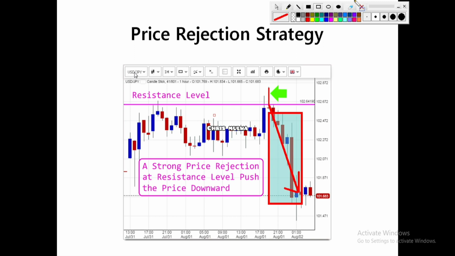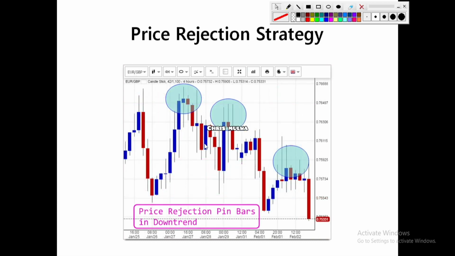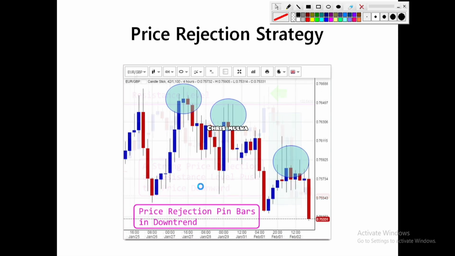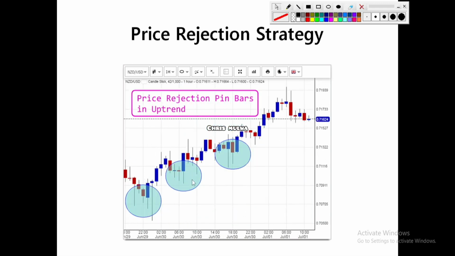Let us move to the next. We see what I explained to you, what we have. So at this point we are also having price rejection points.